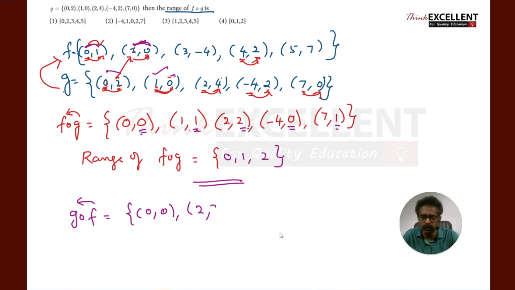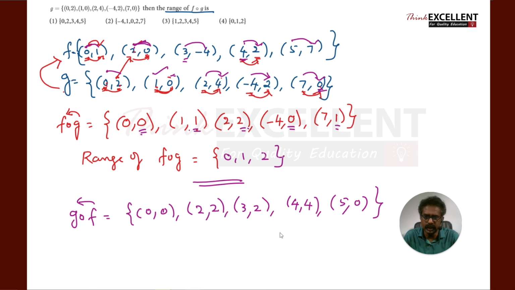So the answer is 2. Next one, you take 3. 3 is related to minus 4, and that minus 4 is related to 2. So 2 you write. Next number is 4. 4 is related to 2, and that 2 is related to 4. So write here 4. And the last one, 5. 5 is related to 7, and here the 7 is related to 0. So finally you write 0. Like this you can find G composition F.